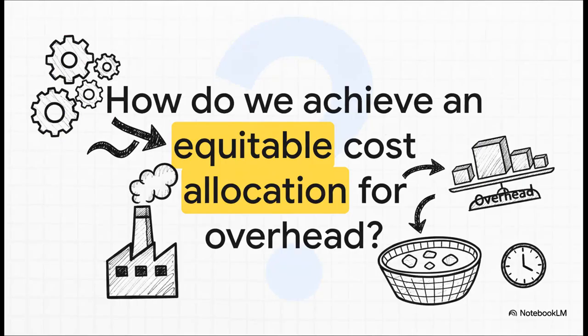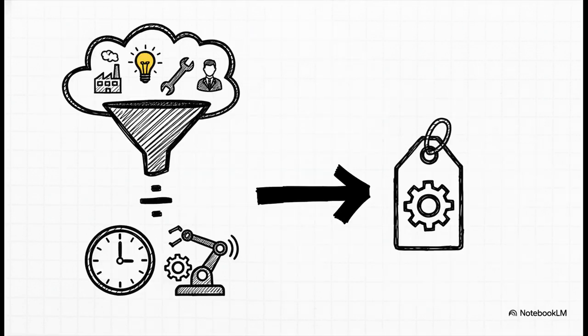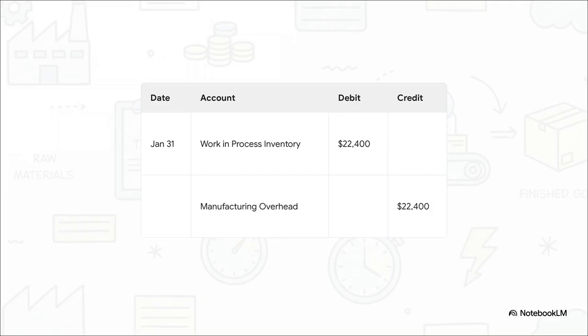And this leads us to a fundamental challenge. It's relatively straightforward to trace direct materials and direct labor, but how do we achieve an equitable allocation of manufacturing overhead costs, like factory rent, to specific jobs? These costs, by their very nature, cannot be directly traced. The solution employed in practice is the use of a predetermined overhead rate. This rate is calculated before the accounting period begins. The formula is quite simple. You take your estimated total annual overhead costs and divide them by an expected annual operating activity, like direct labor hours or machine hours.